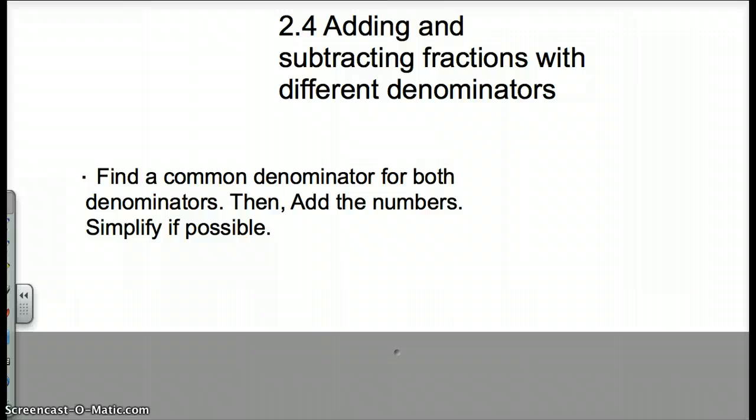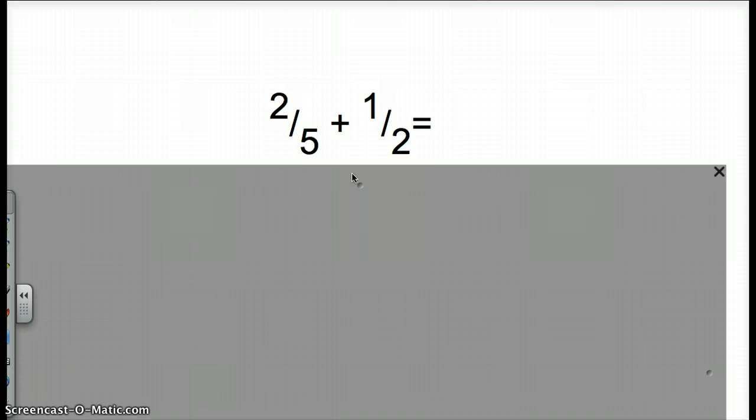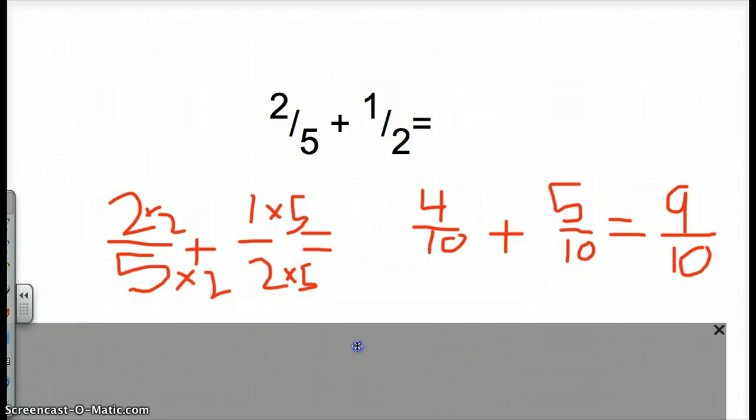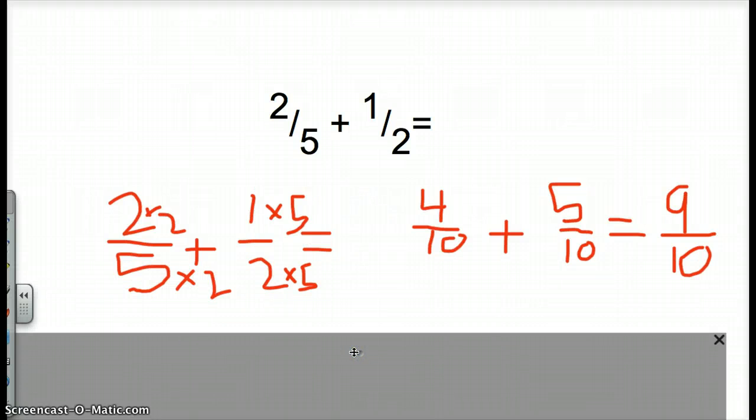To get the answer in this lesson, you have to find a common denominator for both denominators. Then you add the numerators, which are on top, and then simplify if possible. So here's a problem for you: 2/5 plus 1/2. So here you see a 2/5 plus the 1/2. But you see the denominators aren't the same. So you have to find a common one.